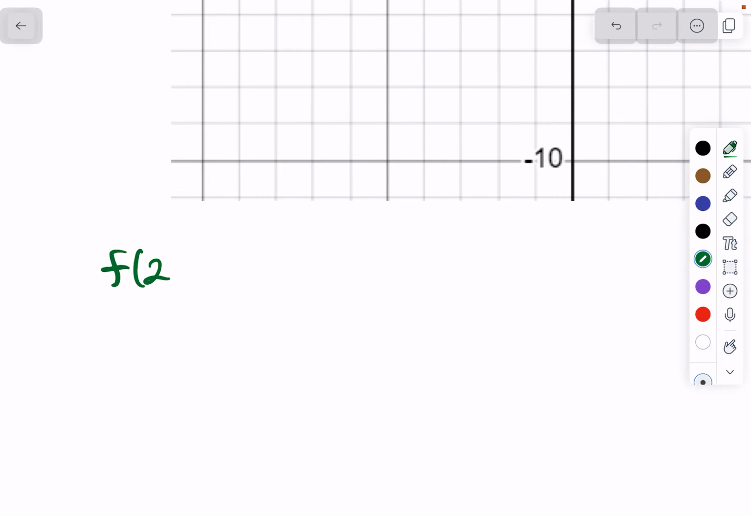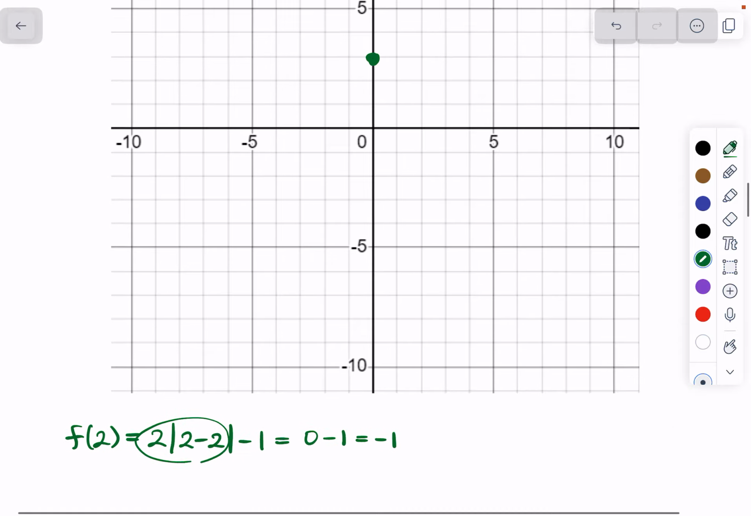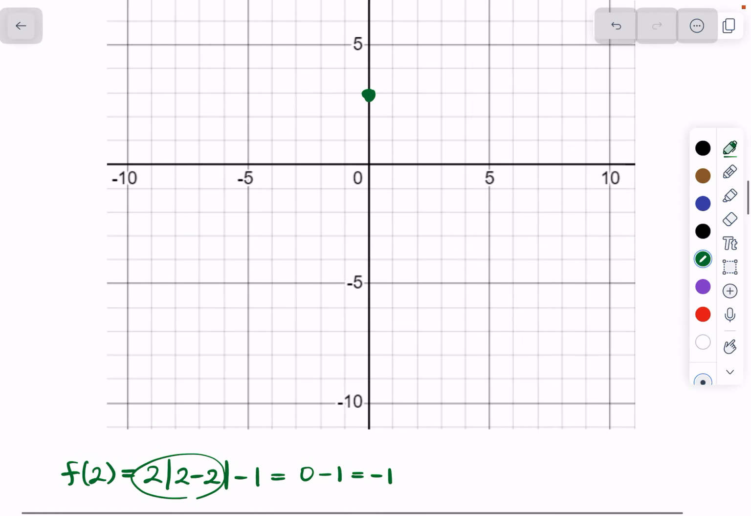Okay. f of 2 equals 2 absolute value, 2 minus 2 absolute value, minus 1. And we get a big old 0 for that first term, right? This whole thing becomes 0 minus 1. Don't forget the minus 1. And so when I plug in 2, I get -1. So 2 comma -1 right there.